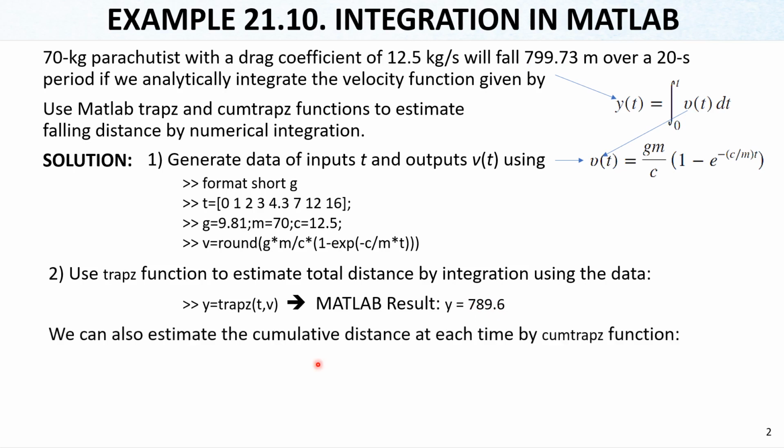We can also estimate the cumulative distance at each time by cumtrapz. So at each time change, how much distance the parachutist falls down. When you write cumtrapz with t and v, it will give us at each time change these increments, and you can see that he is falling down. That's why it's increasing from 0 to 789. You can get all the data like this using cumtrapz. This is a pretty handy use of the trapezoidal rule in MATLAB.